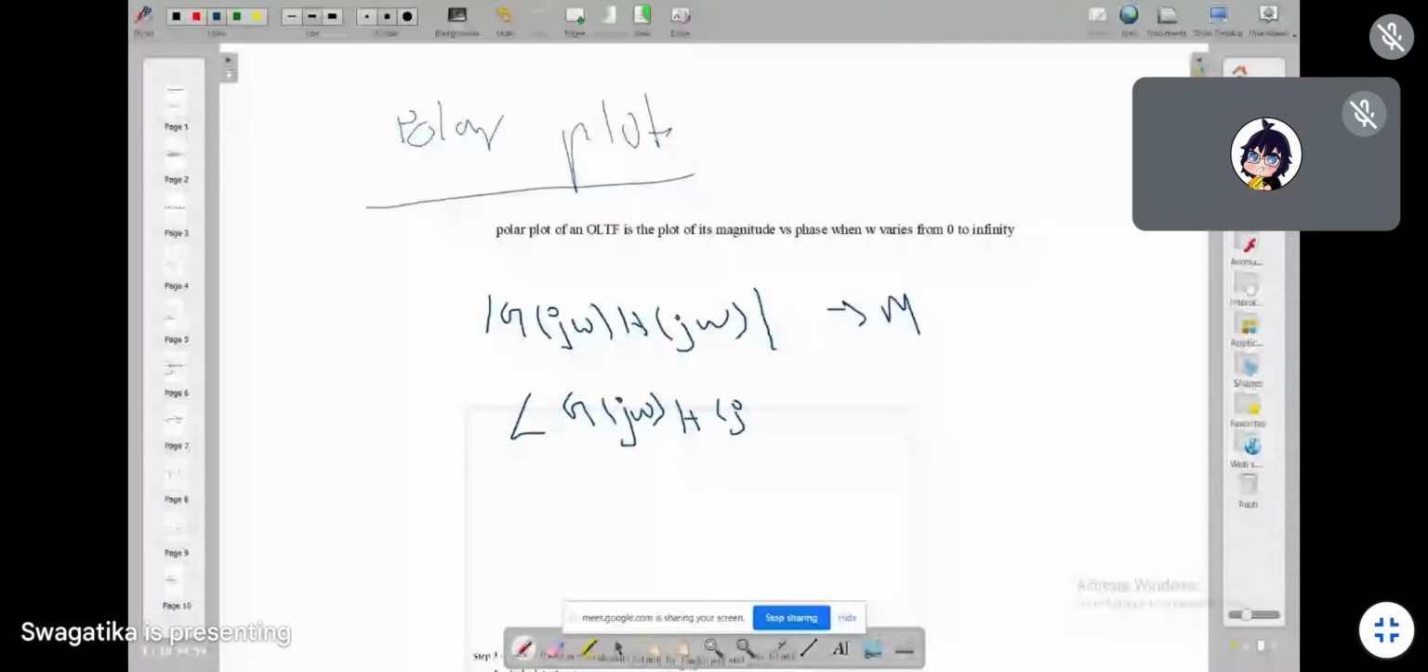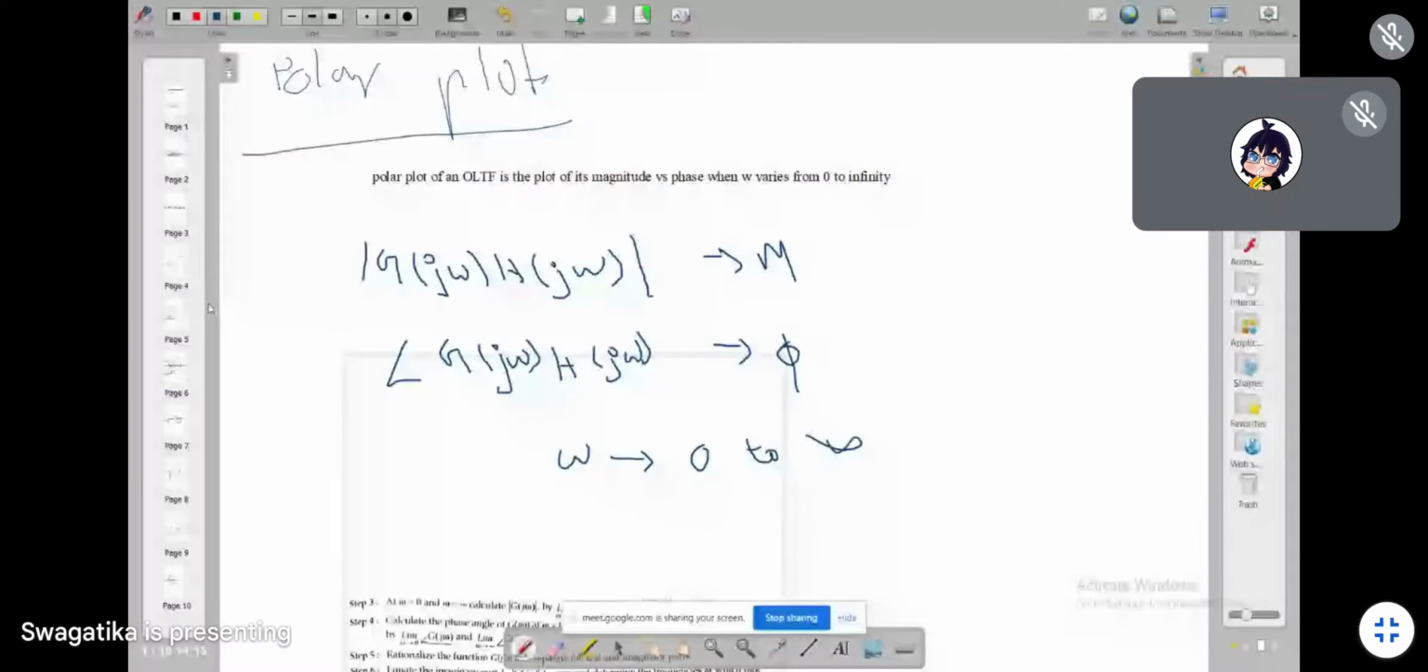Here omega varies from 0 to infinity. So basically the polar plot is the locus of the vector mod of G(j omega) H(j omega) and angle of G(j omega) H(j omega), and omega varies from 0 to infinity. Again I am repeating, the polar plot is the locus of this vector as omega varies from 0 to infinity.